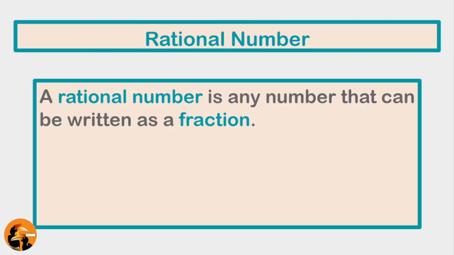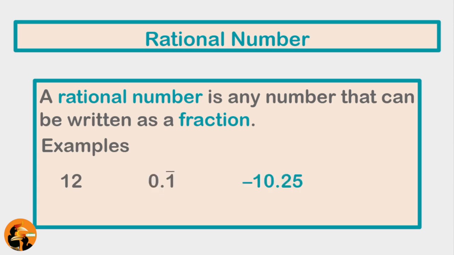Some examples of rational numbers include positive and negative whole numbers like 12, which can be written as a fraction with 1 in the denominator. Repeating decimals like 0.1 repeating, which can be converted to the fraction 1/9, and terminating decimals like negative 10 and 25 hundredths, which can be written as the improper fraction negative 41 over 4.